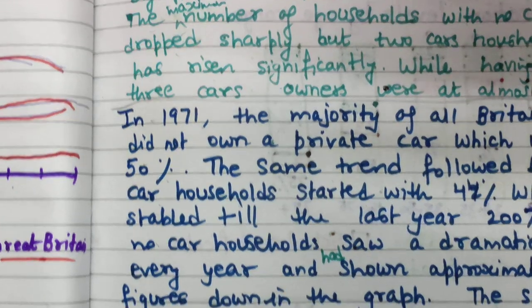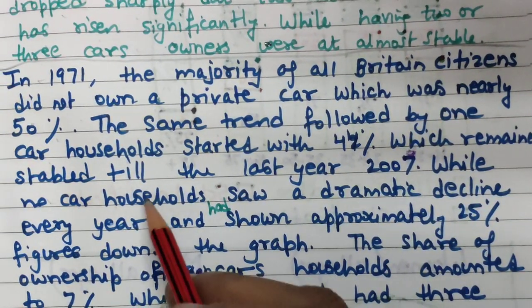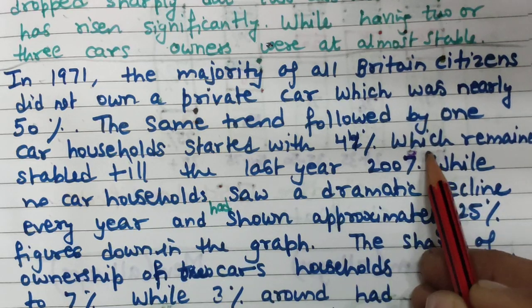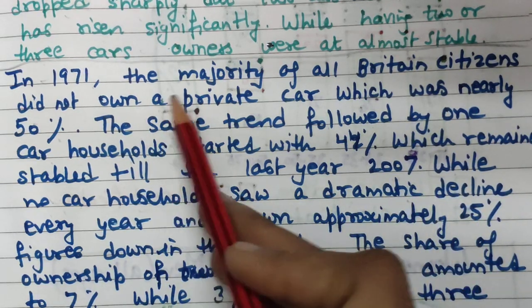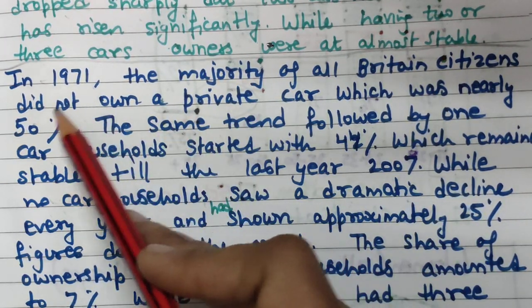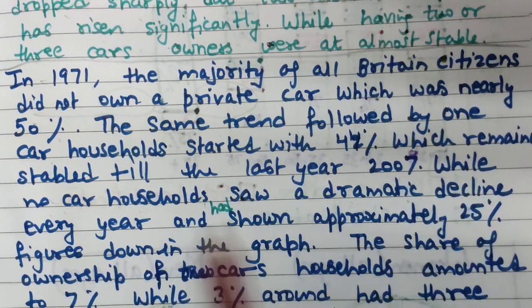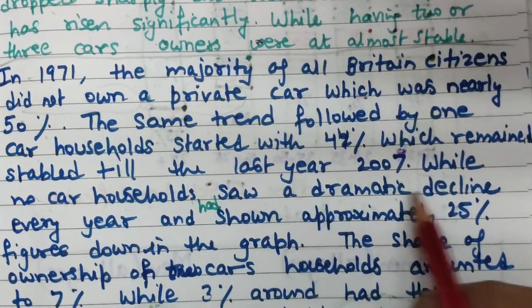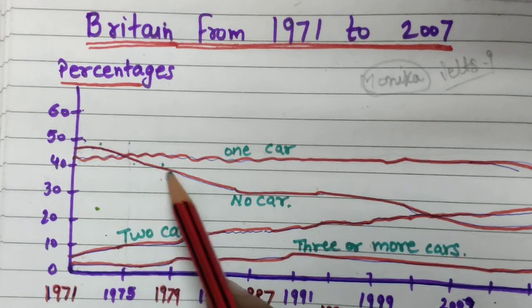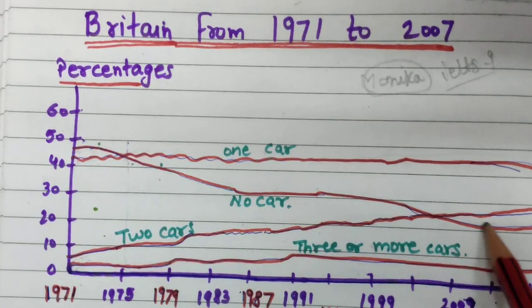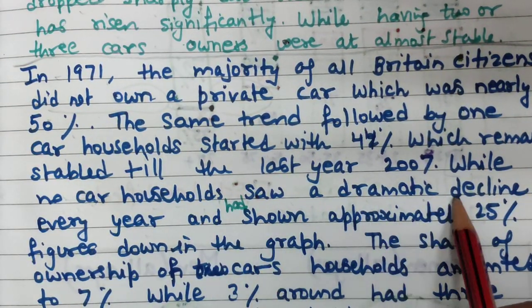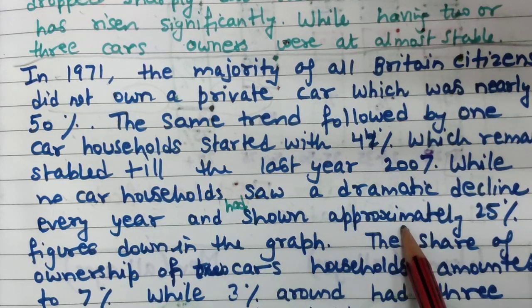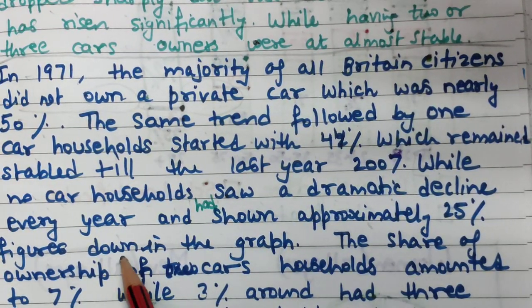Now the next line, the third line we are talking about: while no car households saw a dramatic decline. Same thing for this category, did not own a car. For this category I am explaining, while no car households saw a dramatic decline every year. This first line is no car, and every year it is declining and declining. That's why you can see no car households saw a dramatic decline every year and had shown approximately 25% figures down in the graph.